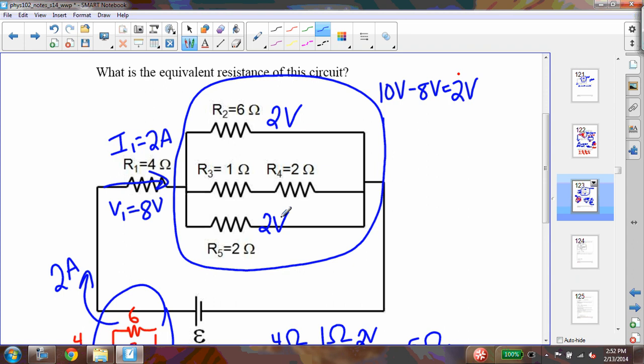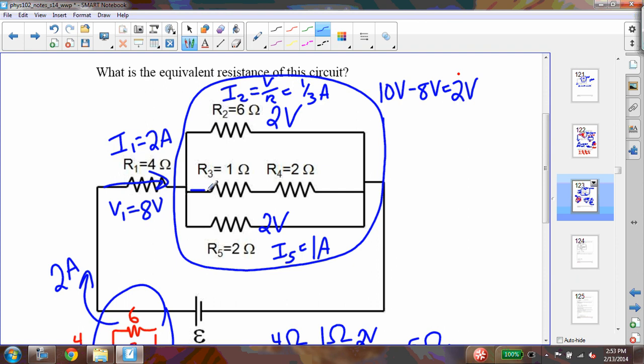All right? Now R3 and R4 are a little more complicated, but I can go ahead and figure out the other currents. So I2 is V over R. That's 2 over 6, or 1/3 amp. I5 is equal to V over R. That's 2 over 2, or 1 amp.